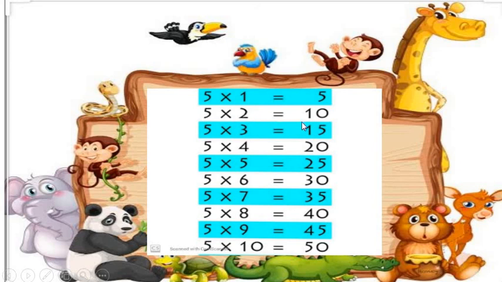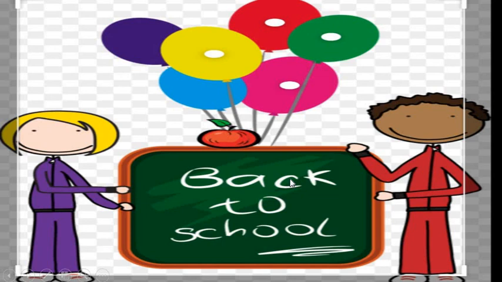5 twos are 10. 5 threes are 15. 5 fours are 20. 5 fives are 25. 5 sixes are 30. 5 sevens are 35. 5 eights are 40. 5 nines are 45. 5 tens are 50.